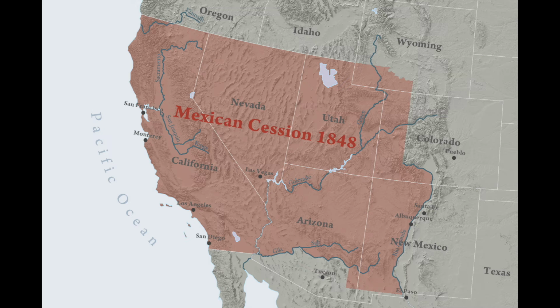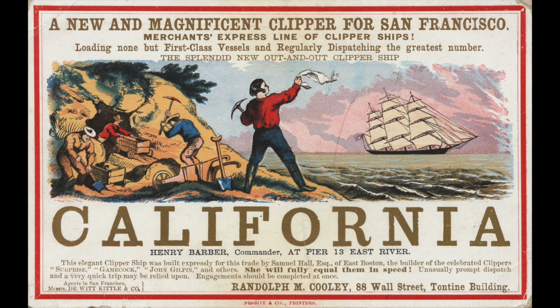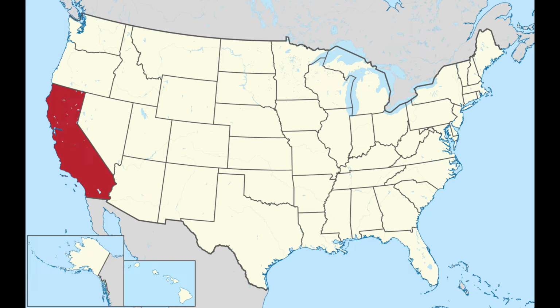The decision regarding slavery in the Mexican Cession rose rather quickly following the signing of the Treaty of Guadalupe Hidalgo. With the discovery of gold and the subsequent gold rush, California grew rapidly following the Mexican-American War. As a result, it quickly applied for statehood. So the question became, would it enter as a free state or a slave state?